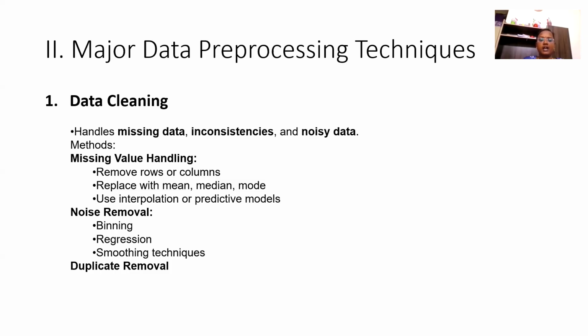The next method is noise removal. Noise is nothing but the unwanted data which is available in your data set. Here we have the binning method, regression method, and smoothing techniques to remove the noise. So according to the application and the data analysis process, we can select the suitable methods and remove the noise. The third thing is duplicate removal.